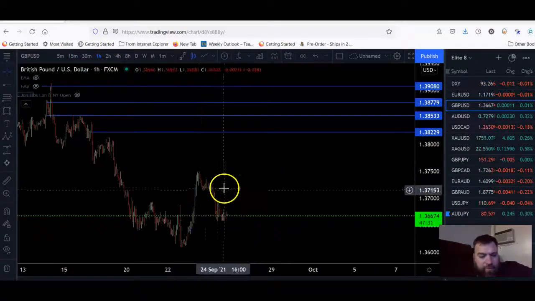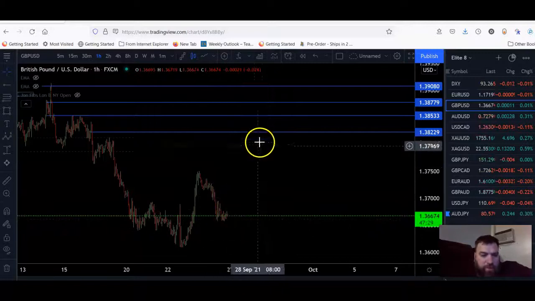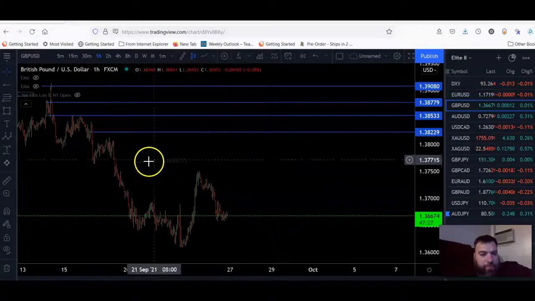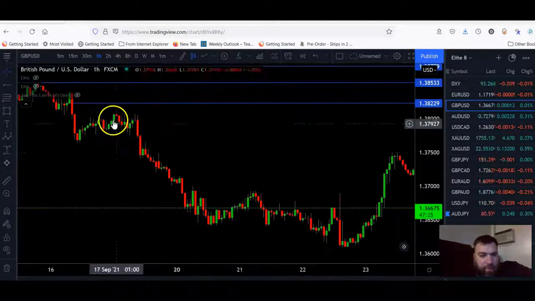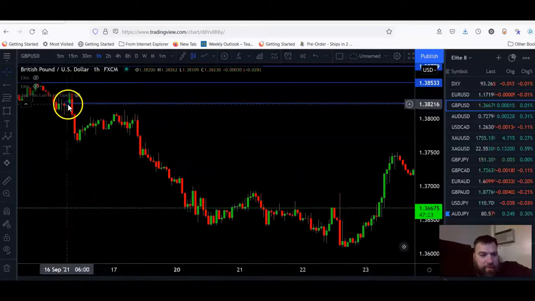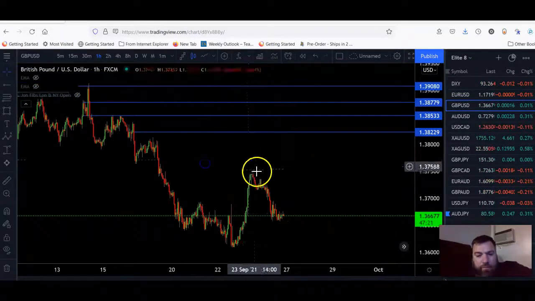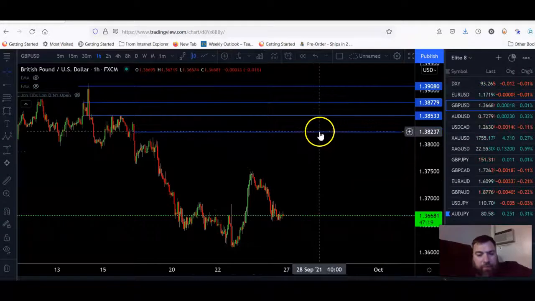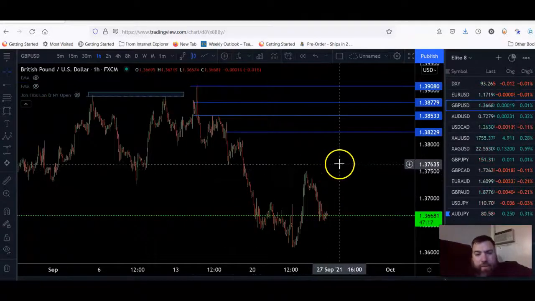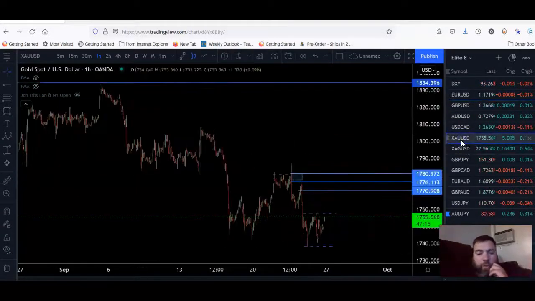We'll see what happens. This looks like it's going to come up. We'll see. Because it has not come back to this candlestick right here. So it might come down here, then up to here. We'll see what happens.